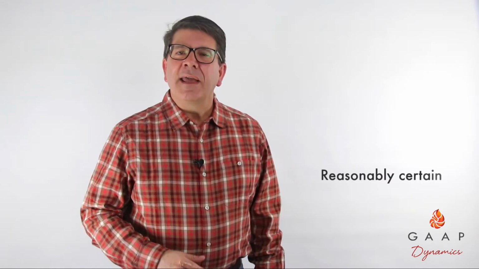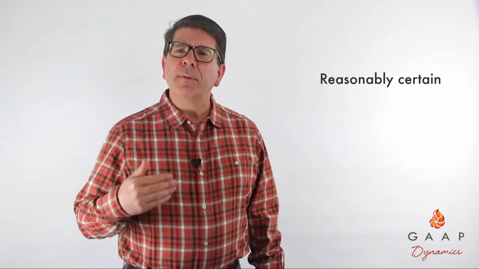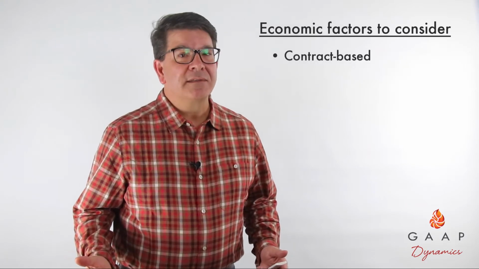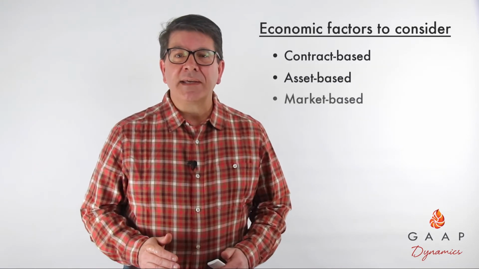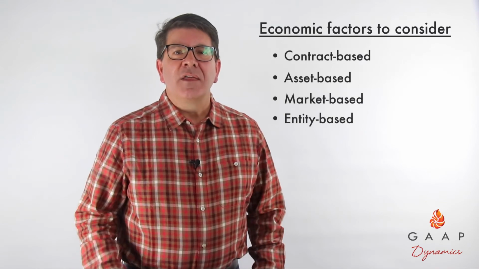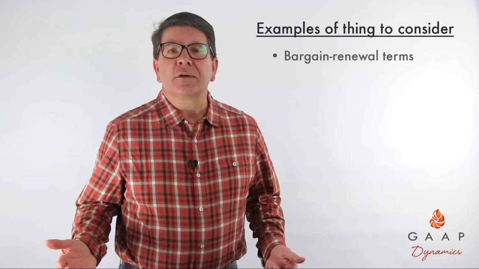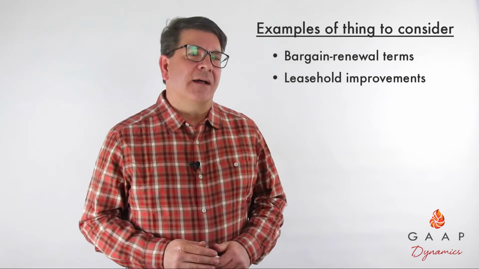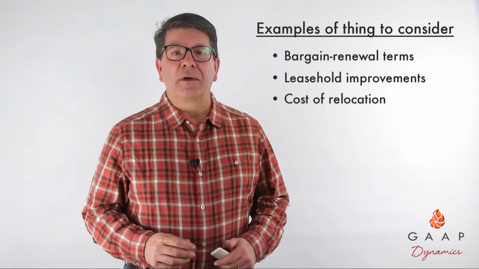Remember, we're assessing all of these on the commencement date, and it's important to note that reasonably certain is a fairly high threshold. But what factors should we consider when assessing whether or not an option is reasonably certain to be exercised? We consider all economic factors relevant to that assessment, which include contract-based, asset-based, market-based, and entity-based factors. This would include things such as bargain renewal terms, significant leasehold improvements that the lessee would forego if they did not renew, and the cost of relocation.